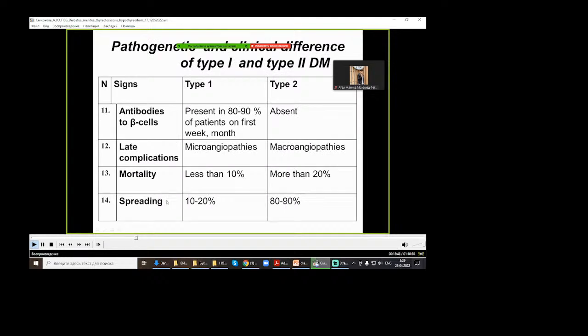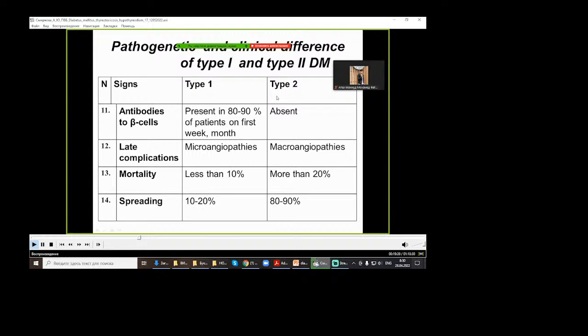The next characteristic for type 1 is presence of antibodies to beta cells. As for late complications, type 1 is characterized by presence of microangiopathies. Mortality in case of type 1 diabetes mellitus less than 10%, and spreading is from 10 to 20%.